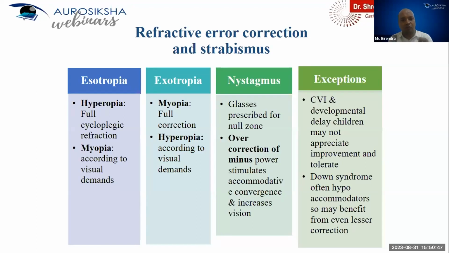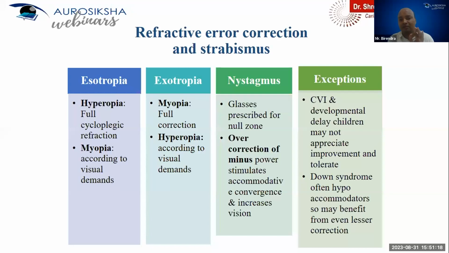And in exotropic cases, you can fully correct the myopia, where the accommodation demand is raised by the minus power. So automatically the exotropic eye will slightly converge, so it will be corrected by the spectacle correction. Hyperopia, according to the visual demand, that means in hyperopia you need to undercorrect. And in case of nystagmus, you will prescribe the glasses in the null zone.